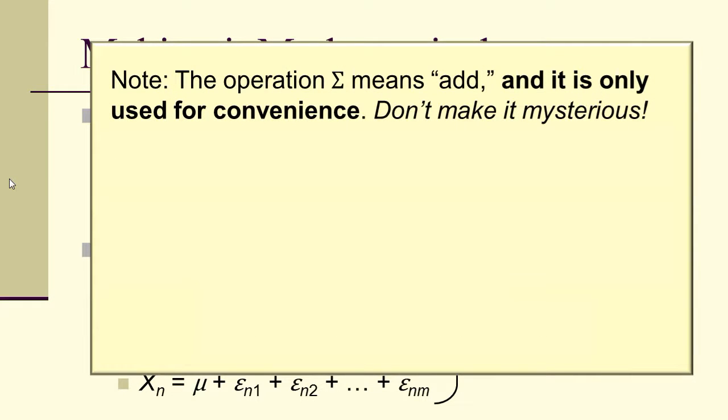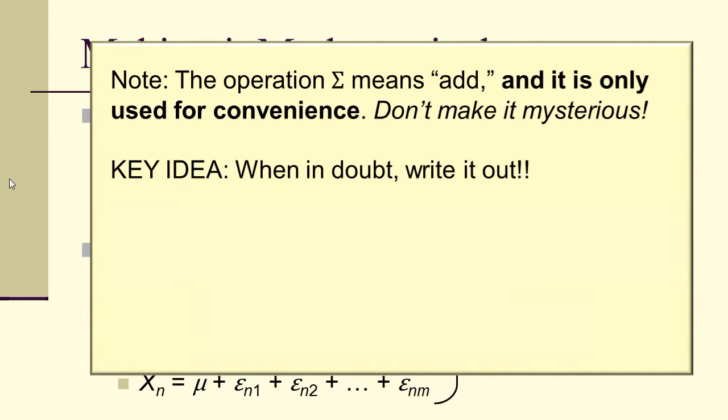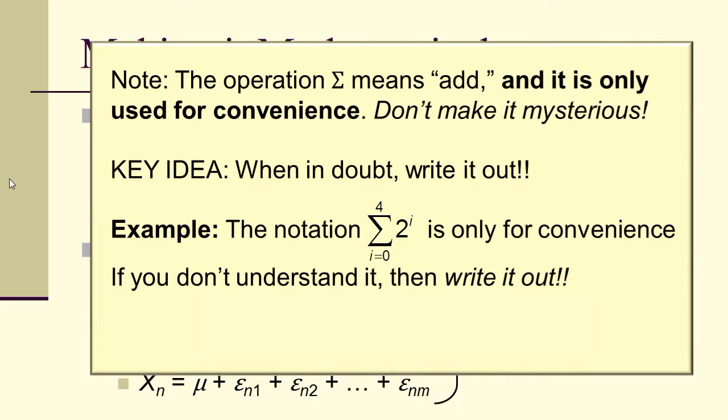Now, remember, this sigma here means add, and it's used for convenience. It's not mysterious, and you should never make it mysterious. When in doubt, write it out. So if I write the sum from i equals 0 to 4 of 2 to the i, that's just for convenience. If it doesn't look right to you, or you don't understand exactly what it's trying to say, then just write it all out. So what does that mean? For i equals 0, you get a term, and for i equals 1, you get a term, and for i equals 2, you get a term, and 2 to the 0 plus 2 to the 1st plus 2 to the 2nd plus 2 to the 3rd plus 2 to the 4th is 31.